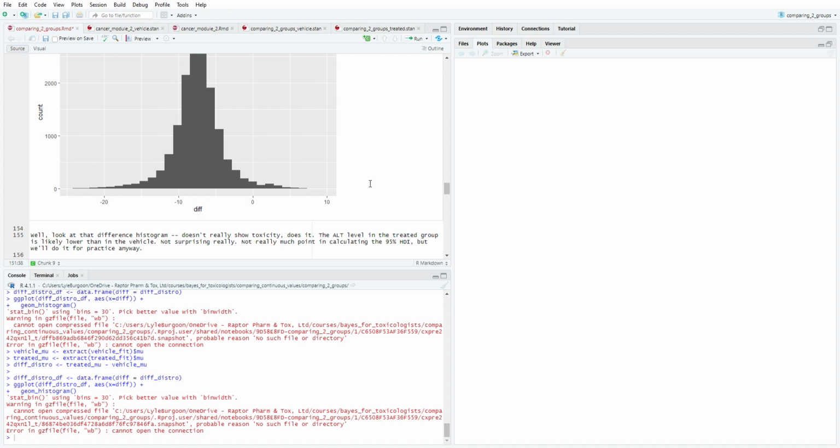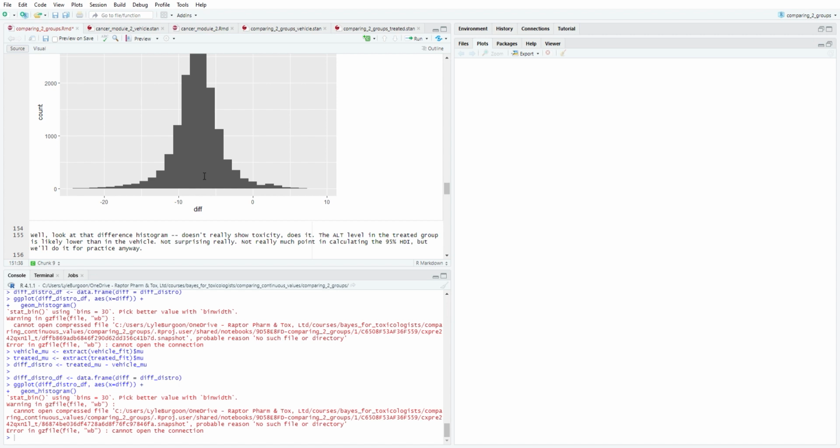In order to demonstrate hepatoprotection, you would have to treat with something that you know is going to cause hepatotoxicity and co-treat with something that you think is going to protect. That's the way that you would prove this. You wouldn't prove it by taking something that doesn't cause hepatotoxicity and then get no hepatotoxicity. That just doesn't work that way. So the ALT level in the treated group is likely lower than in the vehicle. That's not really surprising. We kind of knew that was what was going to happen anyway.